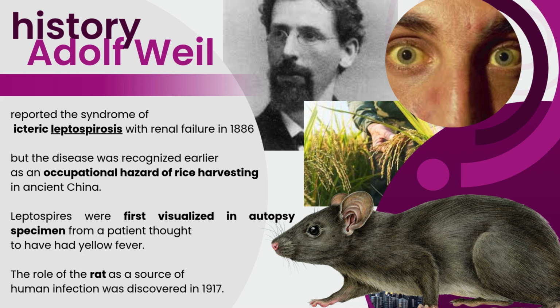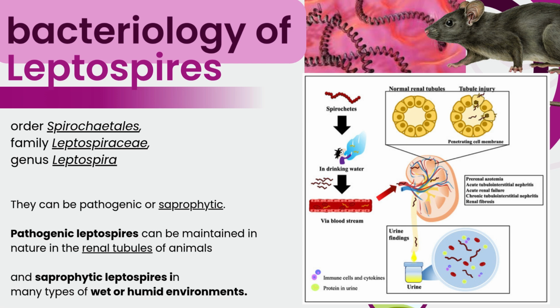So, the role of the rat as a significant source of human infection was identified in 1917, which underscored the importance of understanding zoonotic transmission. So, knowing this history helps us appreciate the advancements in diagnosis and prevention over the years.